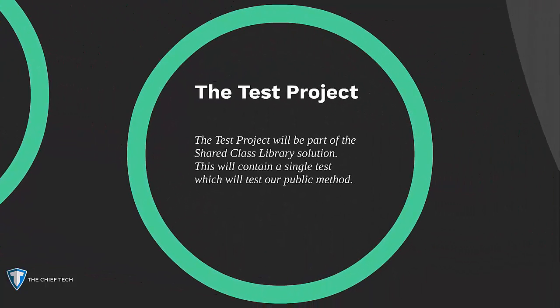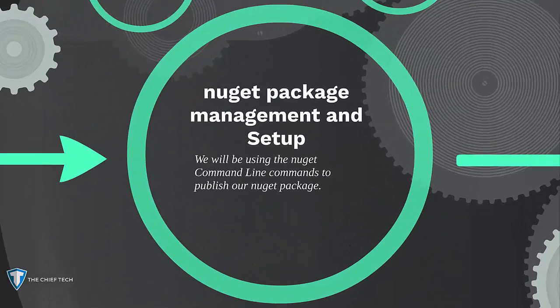The last of the projects will be the test project. We'll create this as part of the shared class library solution, and we'll just be using this to test our public method. Once we're done with the initial setup, then we're going to move on to the NuGet package management and setup.